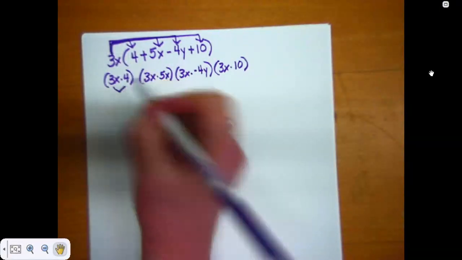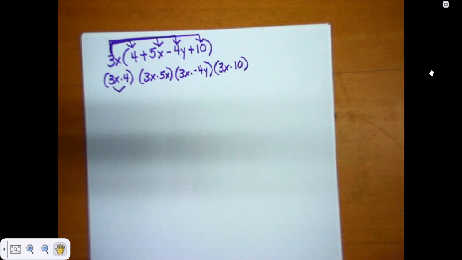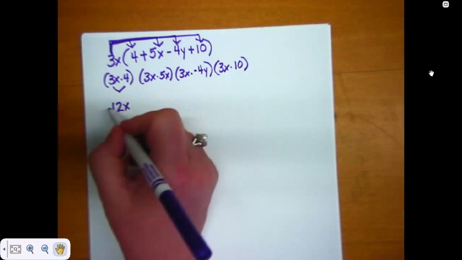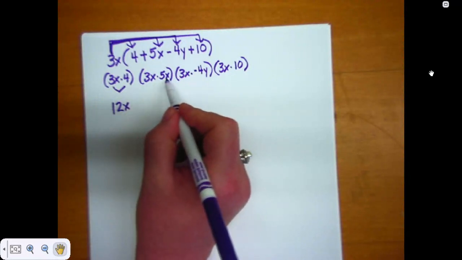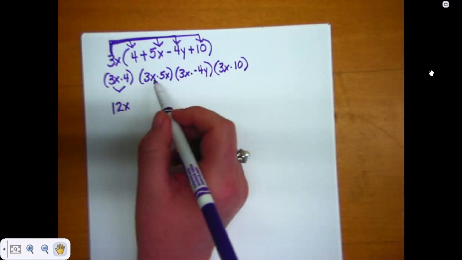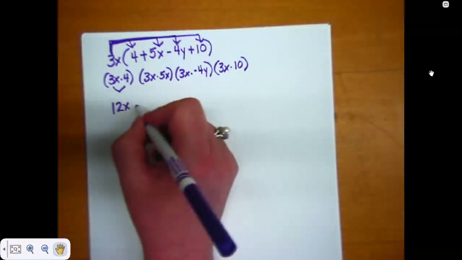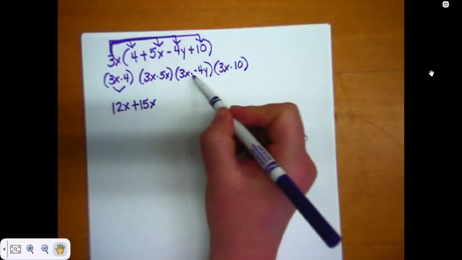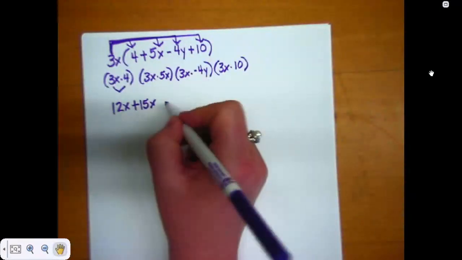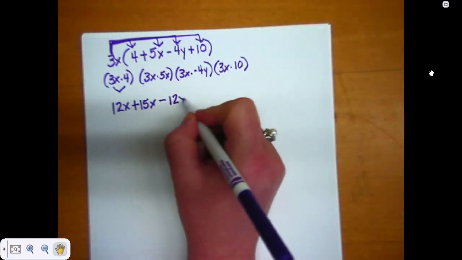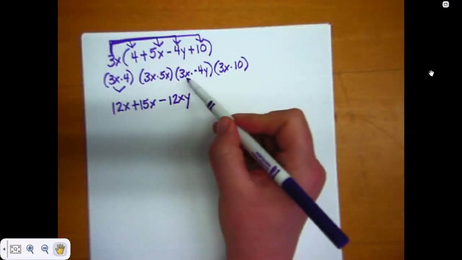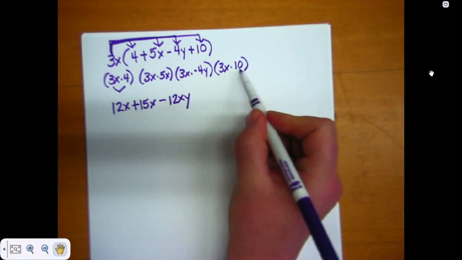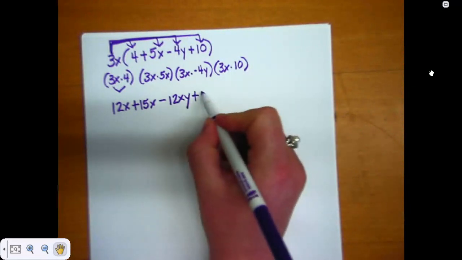So 3x times 4 would be 12x, and it's positive. 3x times 5x is positive 15x squared. 3x times negative 4y would be negative 12xy. You have to carry both of those variables with you. And 3x times 10 would be positive 30x.